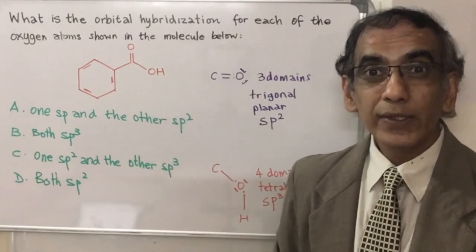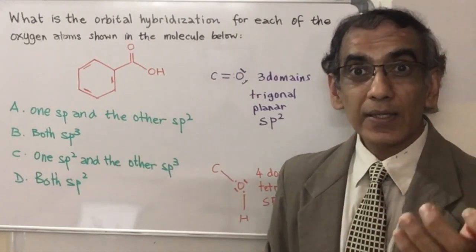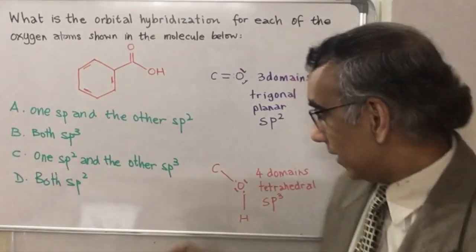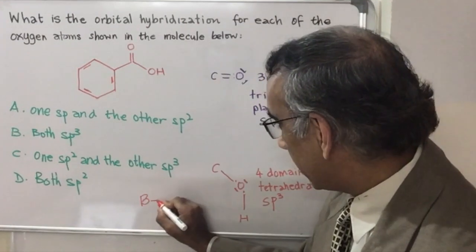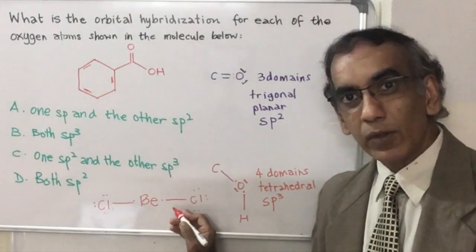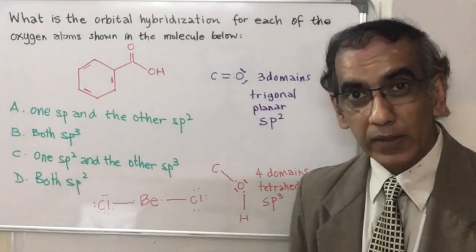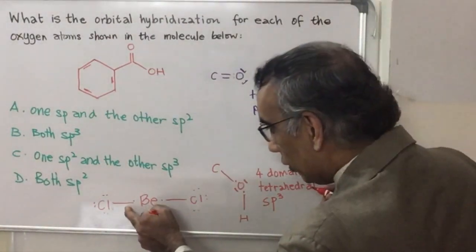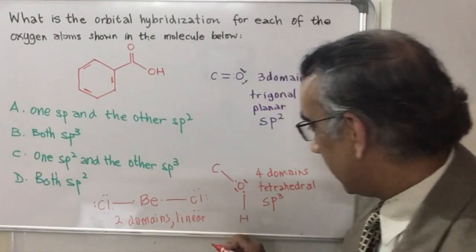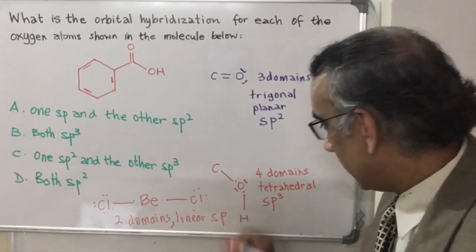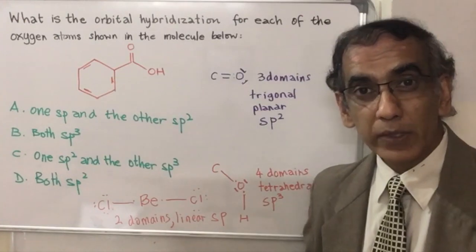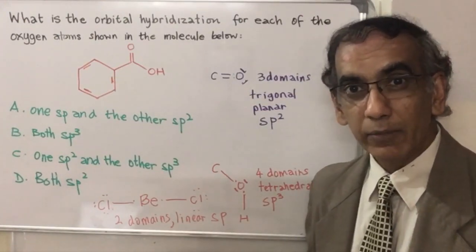But it's also useful to consider when will you have sp orbital hybridization. And a very good example of when you will get that is beryllium chloride, with 2 valence electrons, each of these valence electrons covalently bonded to a chlorine on either side, giving rise to 2 electron domains, linear electron domain geometry, and sp orbital hybridization. So when you have 2 domains and linear geometry, you have sp orbital hybridization.